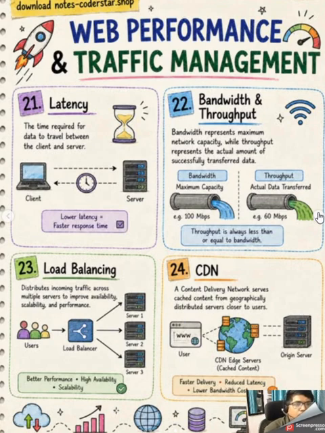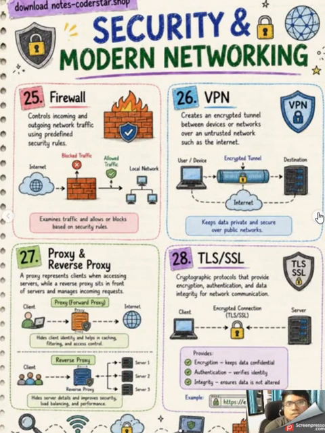And what are bandwidth and throughput? Bandwidth represents the maximum network capacity, while throughput represents the actual amount of successfully transferred data. And what is load balancing? It's distributing the incoming traffic across multiple servers to improve availability, scalability, and performance. We have CDN, content delivery network, which serves content from geographically distributed servers closer to users. And what is a firewall?